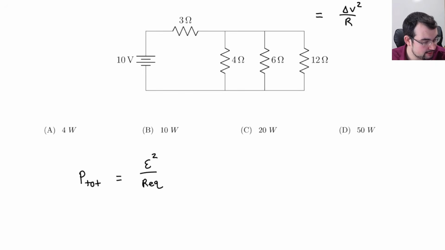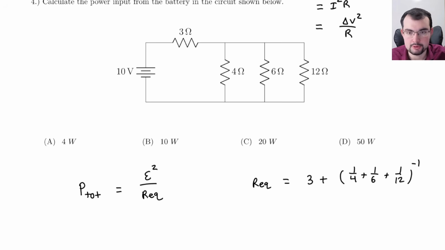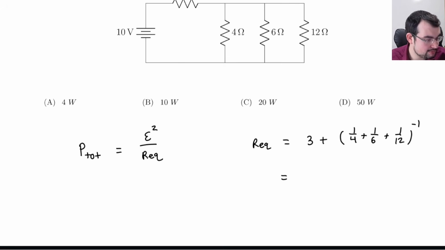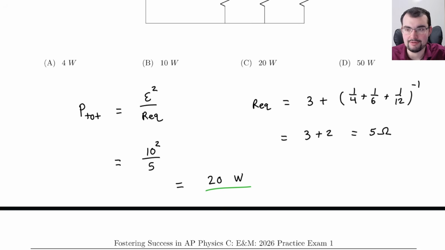So what's REQ? Well, that's not terribly difficult because for REQ, I have a 3 ohm in series with this 4, 6, 12 parallel combination. So we use the reciprocal rule for the parallel. And you can type this into your calculator. You'll see that 6 and 12 make 4, and 4 and 4 make 2 in parallel. So this would be 3 plus 2, which is 5 ohms. How nice. That's going to divide our battery EMF. So our battery EMF was 10, so we square 10 volts, and then REQ was 5 ohms, and that will be 20 watts. 100 divided by 5 is 20.